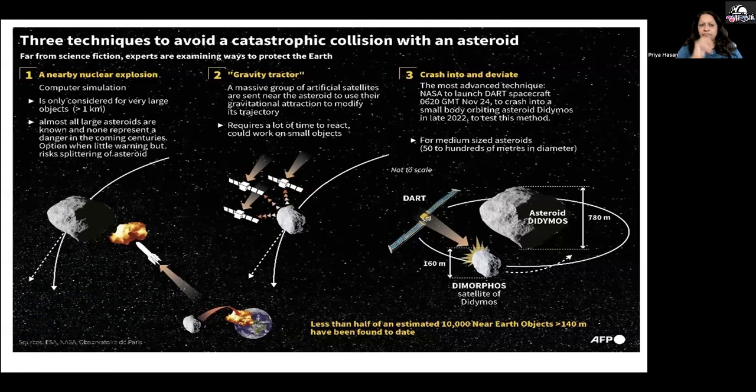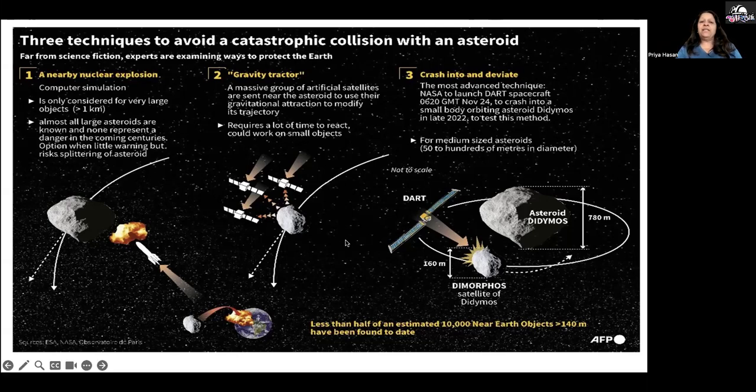But this is a little problematic, because you may even split the asteroid, and those pieces can again come and fall on the Earth. And it is obviously risky to be putting nuclear material onto a missile and sending it off, right? The other option is what is called the gravity tractor.